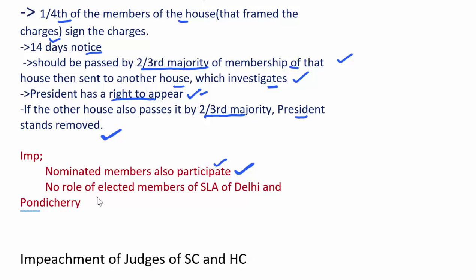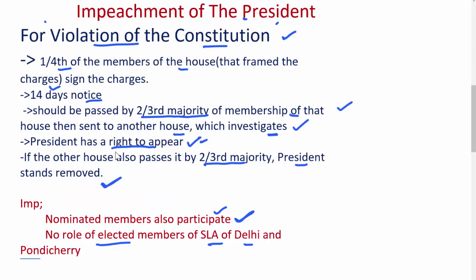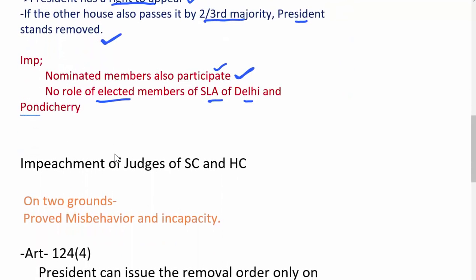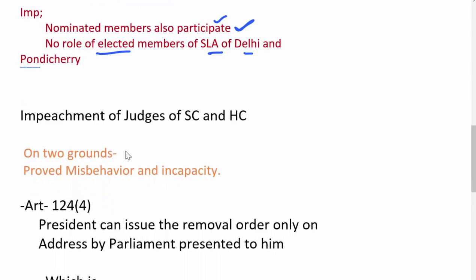And the next important thing is that there is no role of elected members of the State Legislative Assembly of Delhi and Pondicherry or Puducherry, although they do participate in the election of the president. This was the impeachment process of the president. Let's have a look at the impeachment of judges of Supreme Court and High Court.